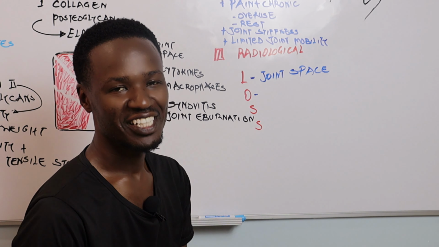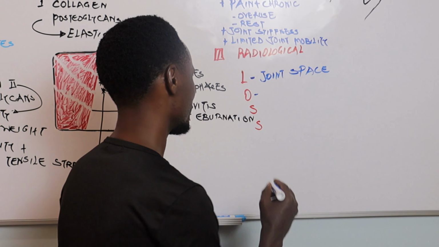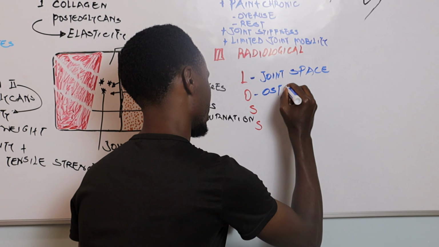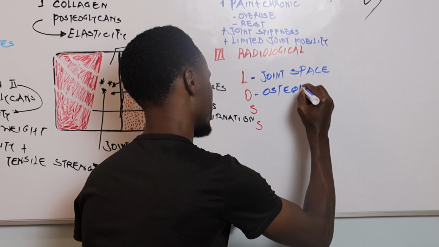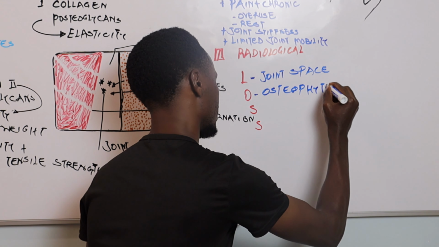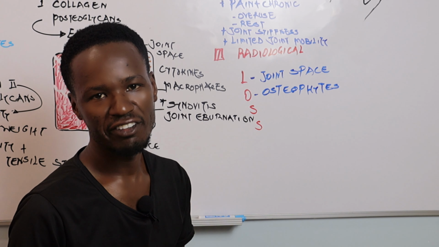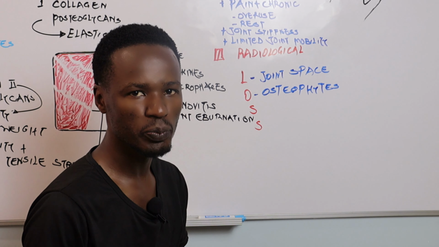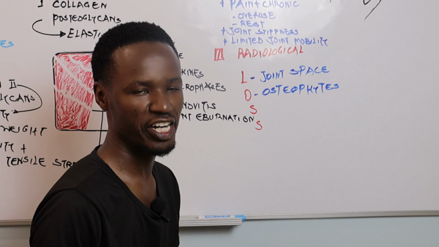For O, it means that there is formation of osteophytes. And osteophytes, these are bone spurs that are forming at the end of these two bones that are coming into contact with each other.